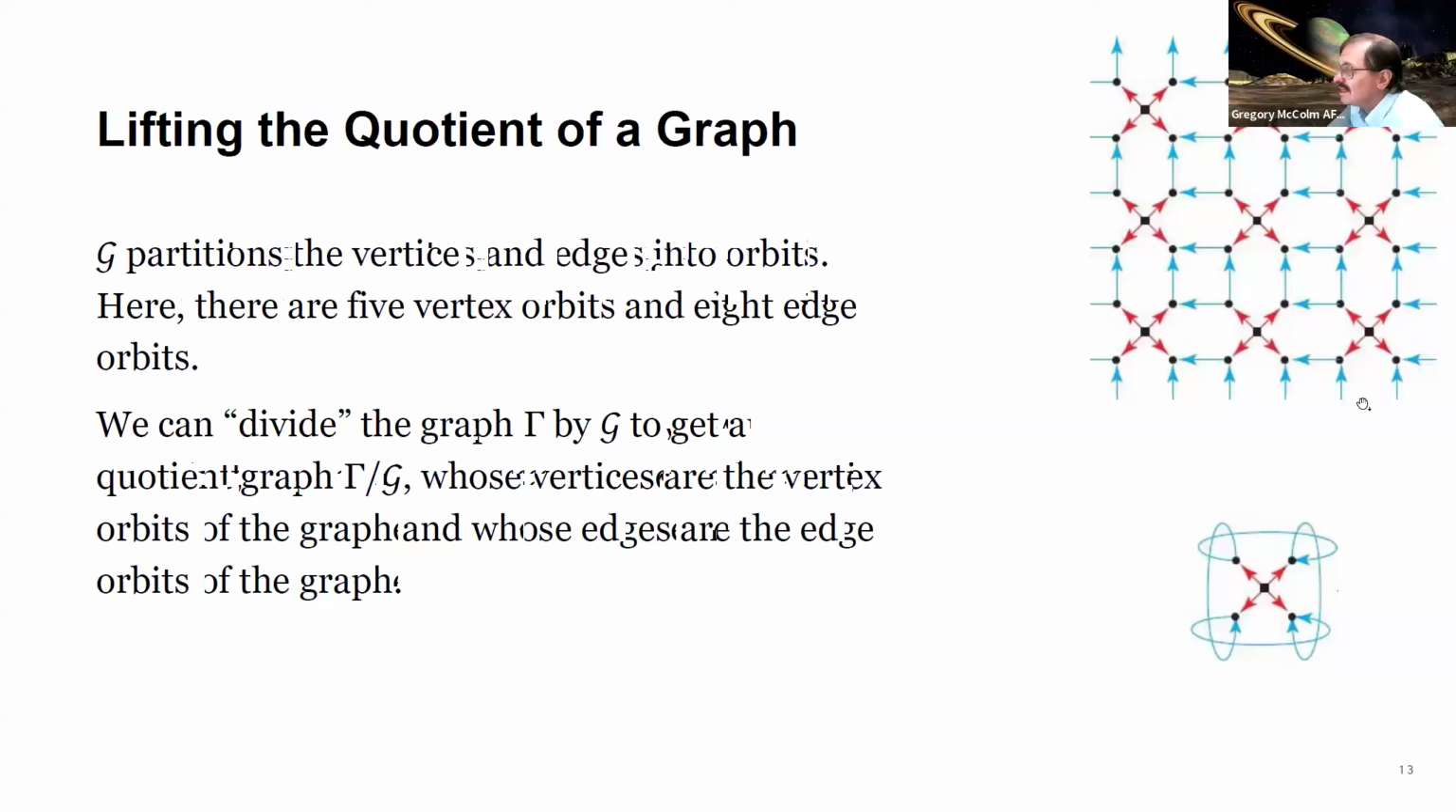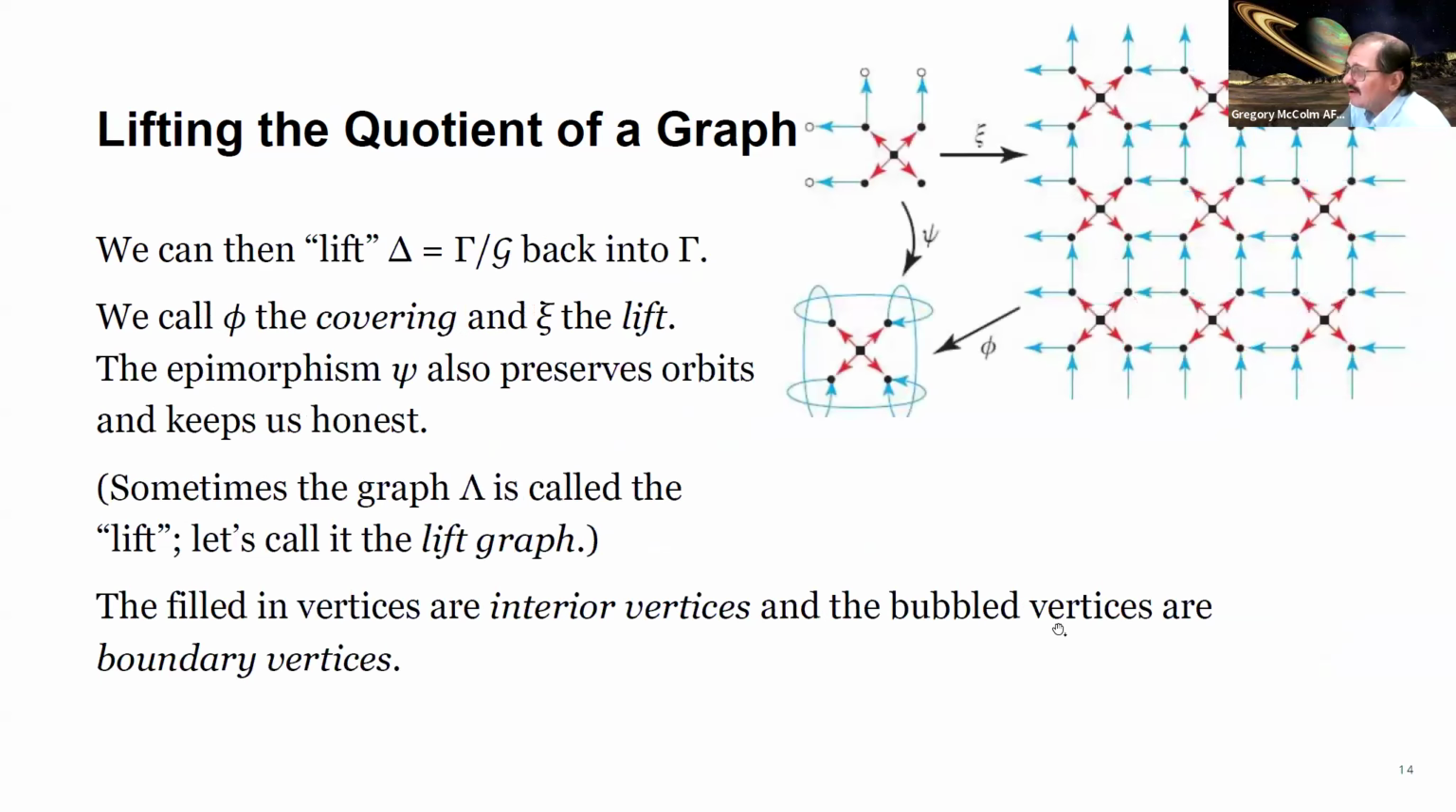All of these are mapped into their own arrows. So you have 4 orbits of vertex under the lattice group, and they are actually 5 orbits of vertex in the lattice group, 4 orbits of red edges, and 4 orbits of blue edges. And then what we do is we lift this quotient up here.